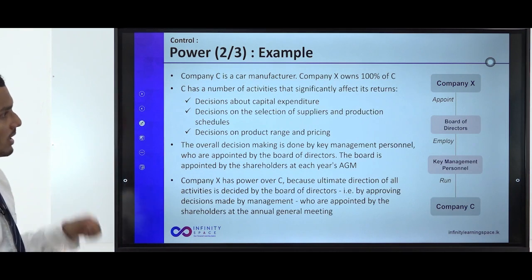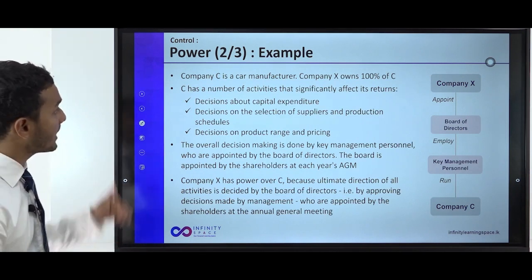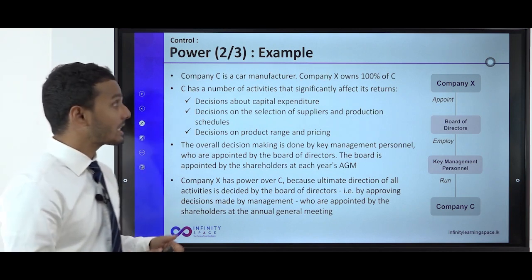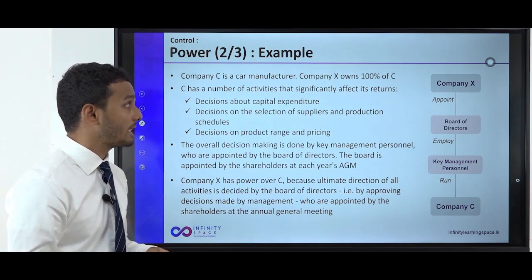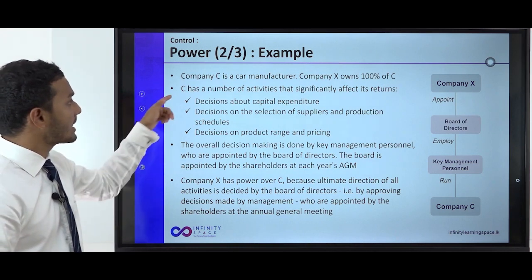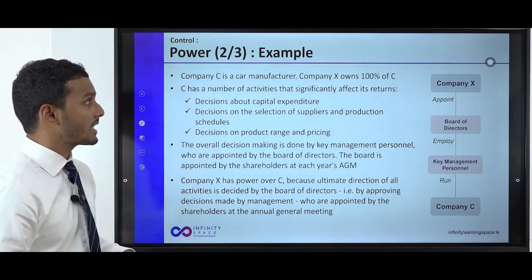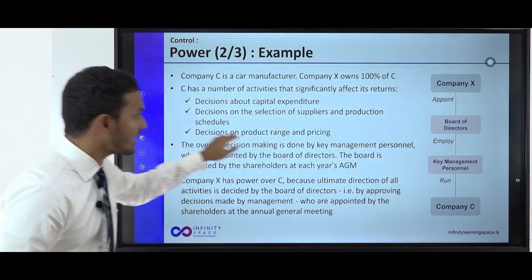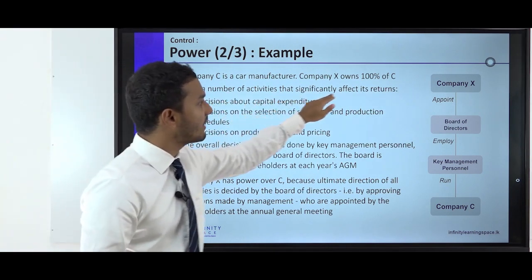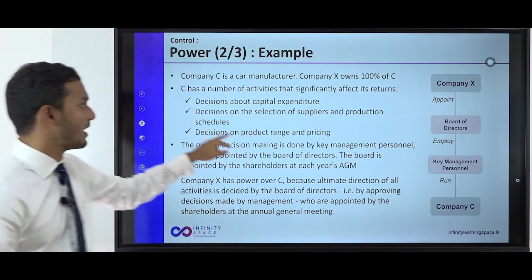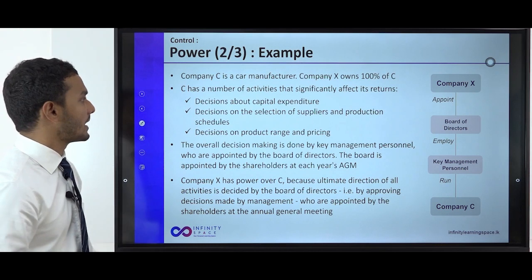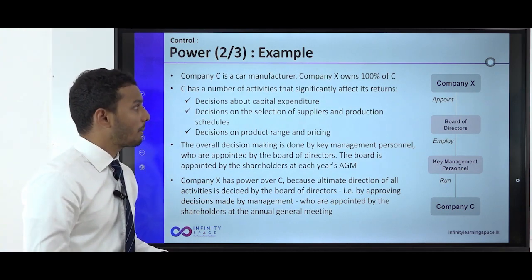So let's look at a closer example. You can see here company C is a car manufacturer. Company X owns 100% of company C. C has a number of activities that significantly affect its returns. So these are relevant activities because these activities significantly affect its returns. First one, decisions about capital expenditure.